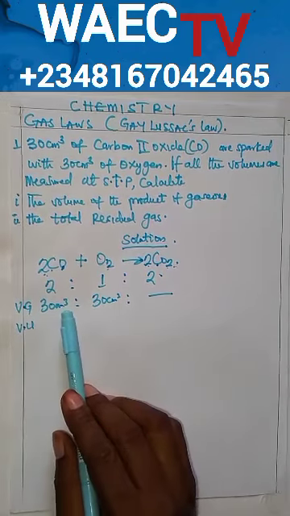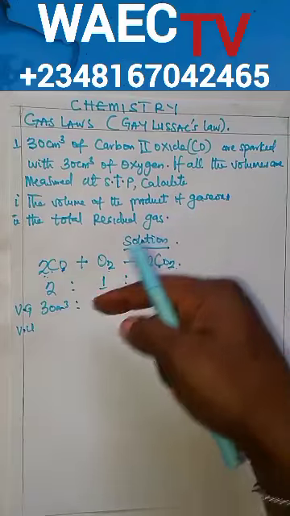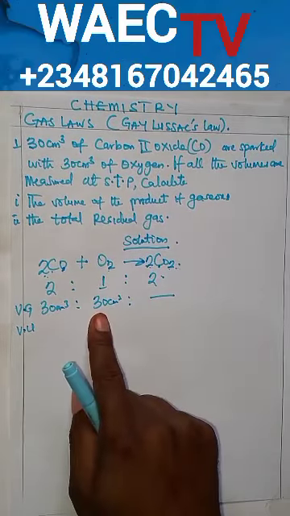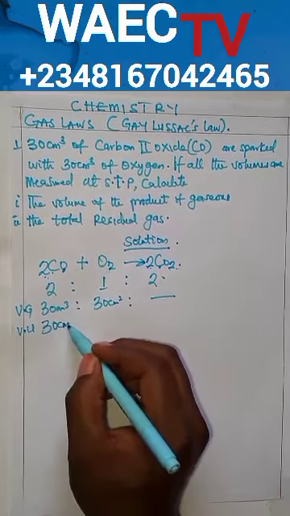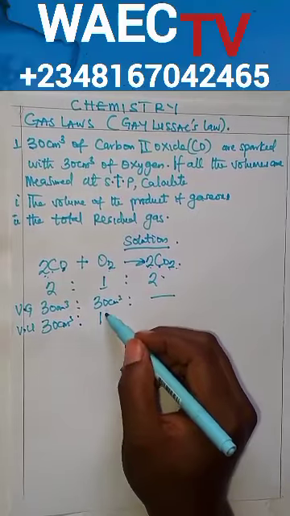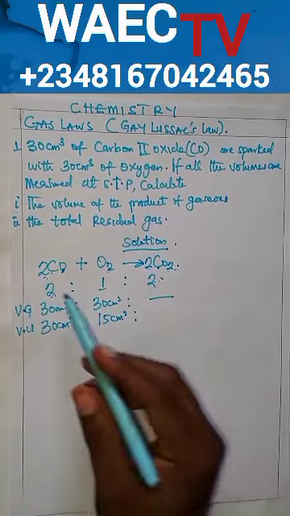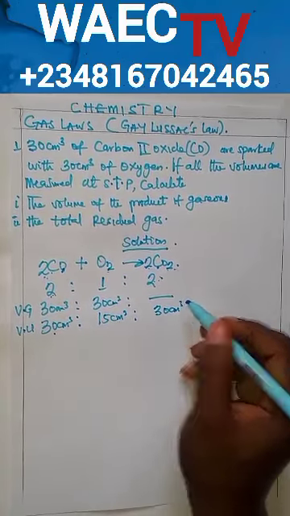If I use 30 cm³ of carbon monoxide, it means I will need half of 30, which is 15 cm³ of oxygen. I was given 30, meaning I can go with 30 here, 30 cm³, as against 15 cm³. Now, if you look at the mole ratio, if here is 30, that means the product will also be 30 cm³.